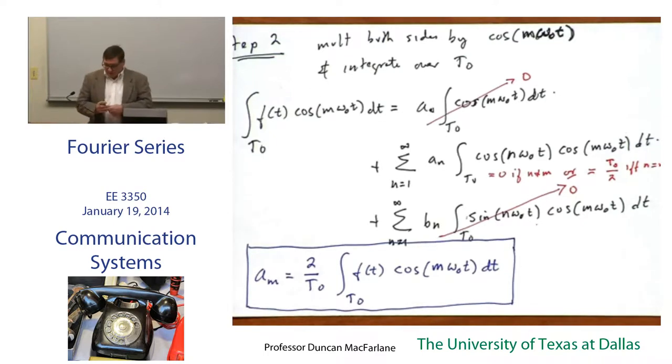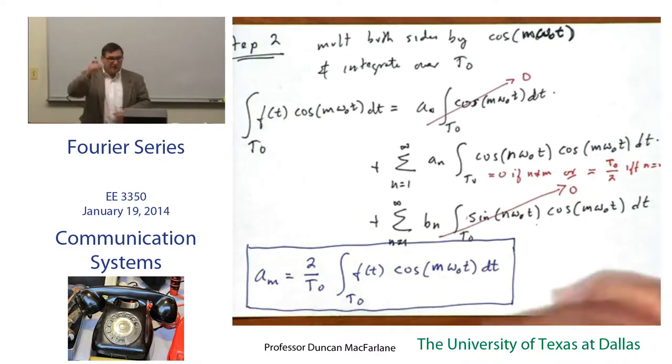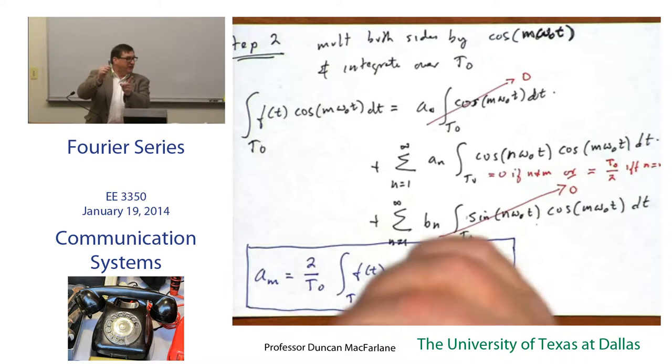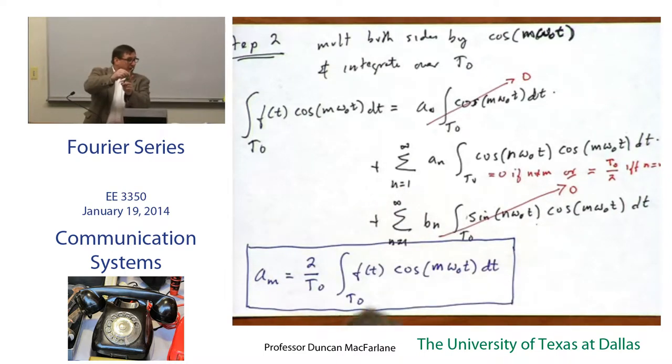So if I'm thinking about F of T as a vector of numbers, and I'm thinking of cosine as a vector of numbers, then what I'm doing is I'm looking at the overlap. I'm doing the dot product. So I'm looking at how much of F of T is lined up with or parallel with the cosine of M omega naught T. The visualization is fine if you're in 3D space, but if you're in a space of 3,273 dimensions, it gets a little bit tricky to visualize. But it's still a dot product.